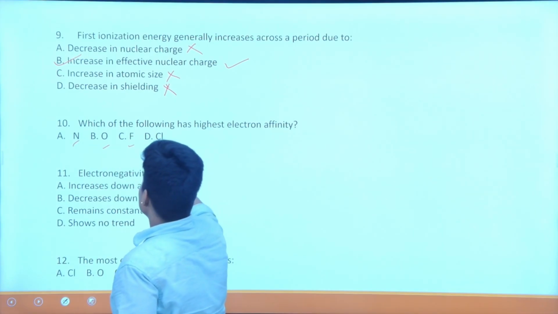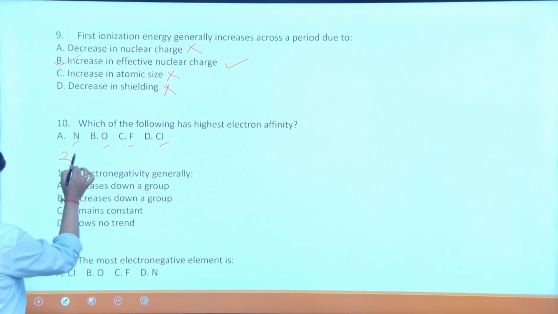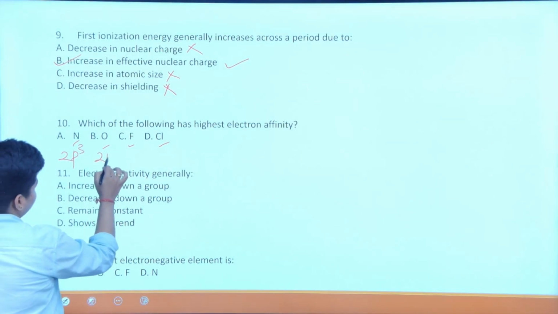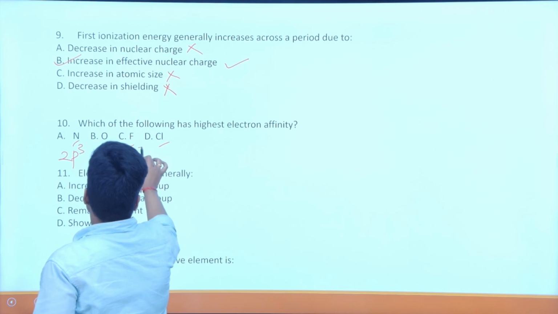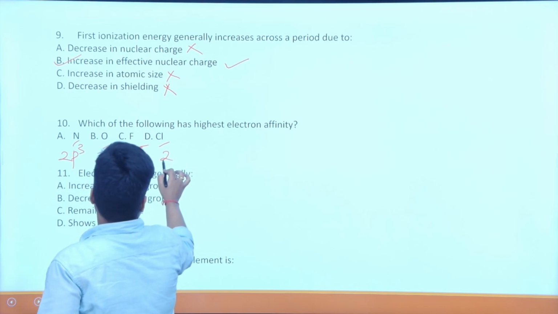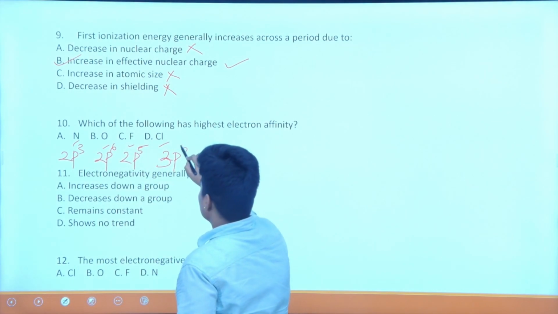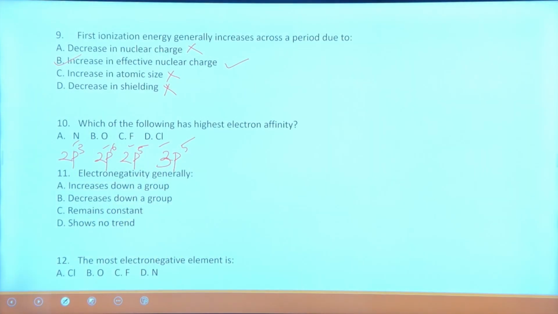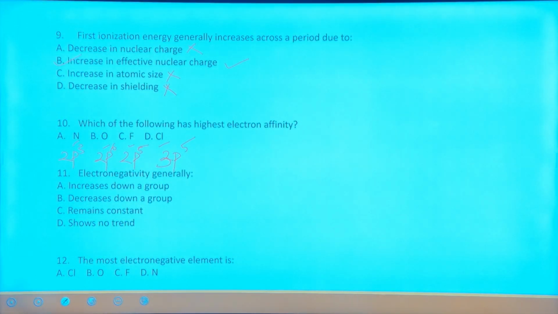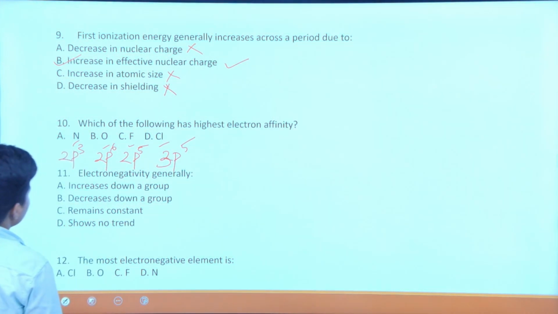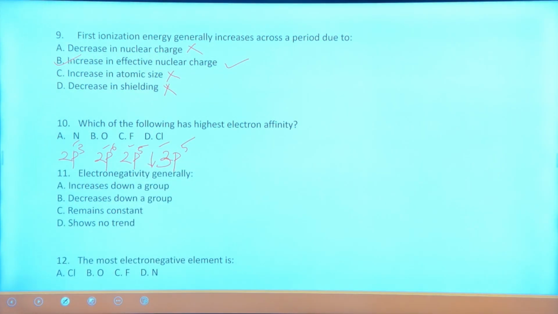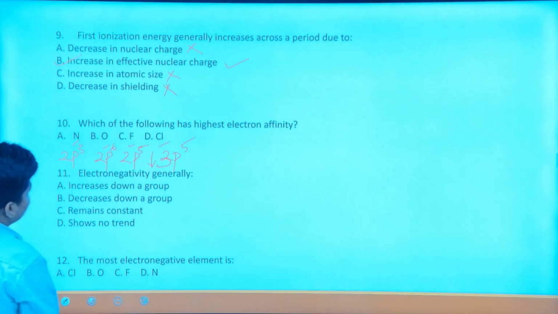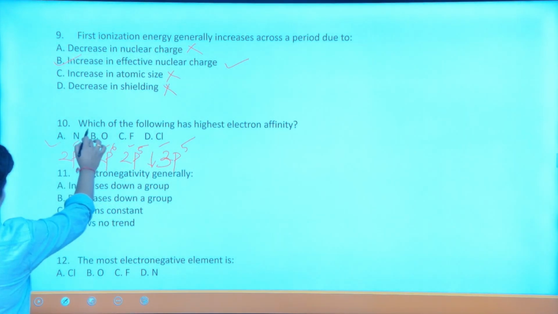Nitrogen, oxygen, fluorine, chlorine. Nitrogen's outermost configuration is 2p3, oxygen 2p4, fluorine 2p5, and chlorine 3p5. In which case is the electron affinity highest? Chlorine is bigger in size, the others are smaller. In the case of nitrogen, 2p3, the correct option will be nitrogen.